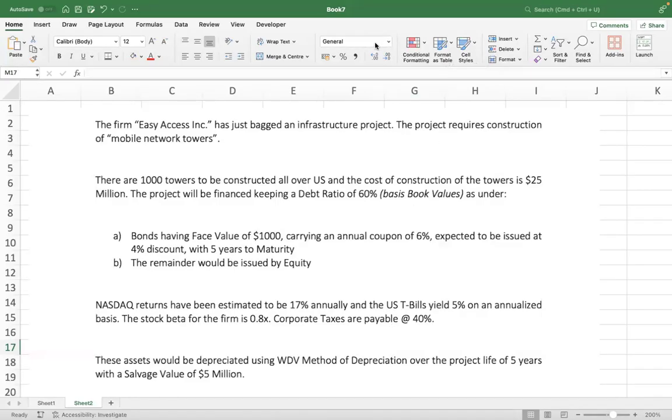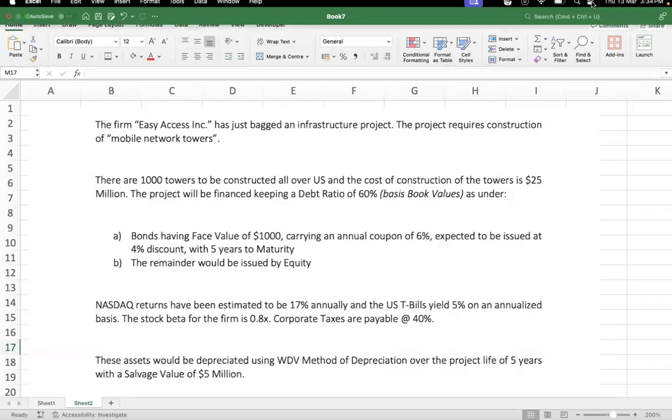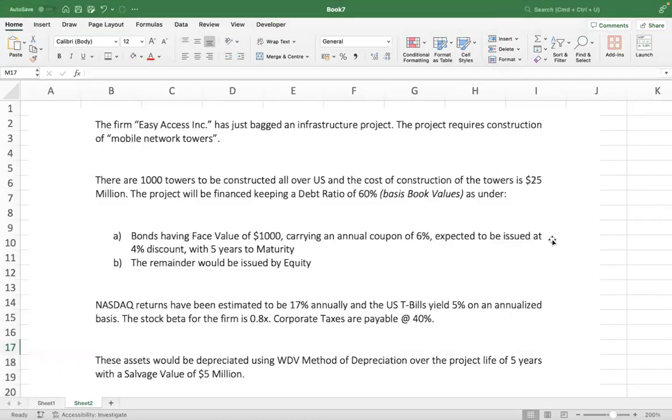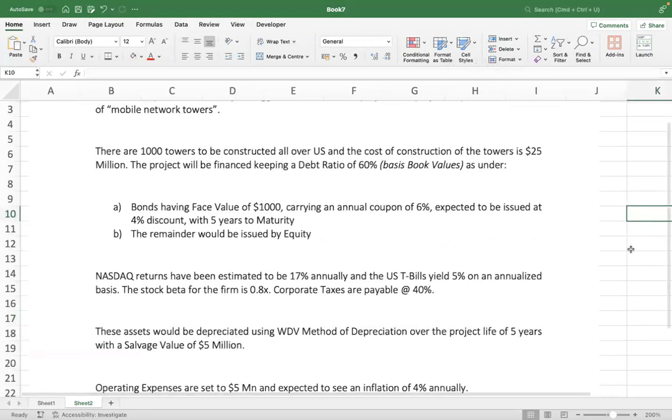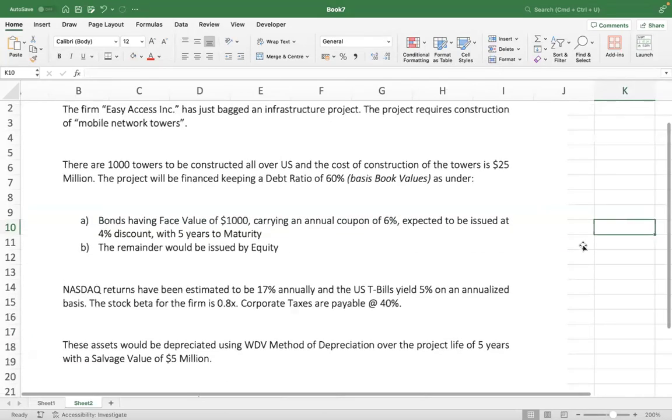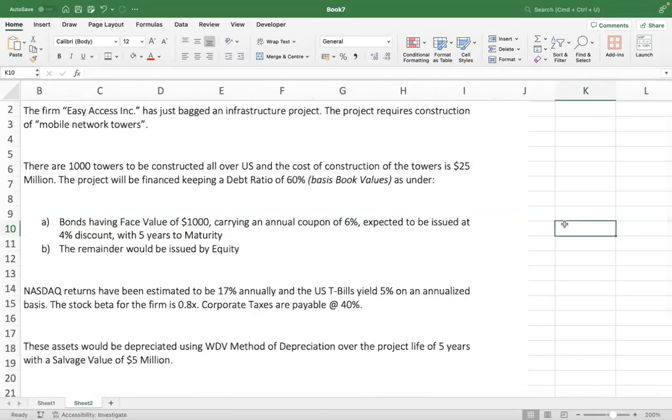The project requires construction of mobile network towers. 1,000 towers to be constructed all over US. Cost of construction of towers is $25 million. Project will be financed keeping a debt ratio of 60% based on book values.